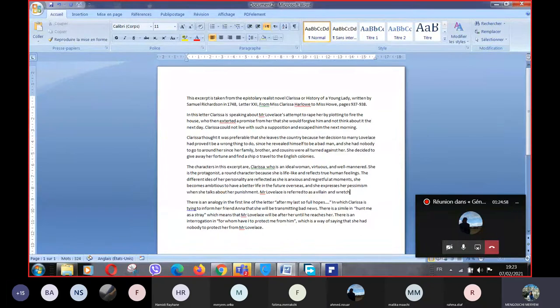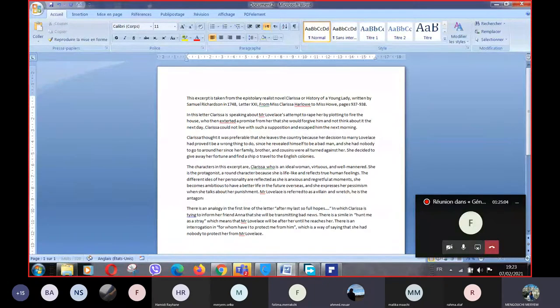Is he round or flat? Round. Why round? Because he seemed at the beginning handsome and intelligent and a good man, and after he tricked Clarissa. He's a round character merely because he is lifelike too. He's not there to represent any ideology. He is a real life character or person.